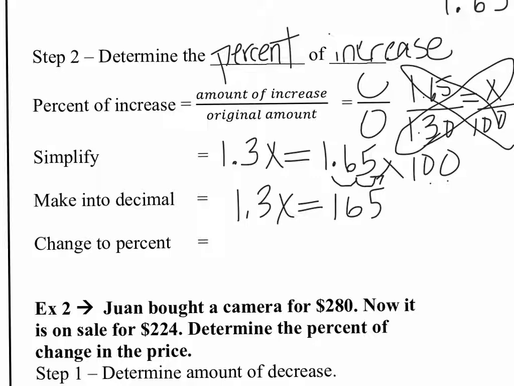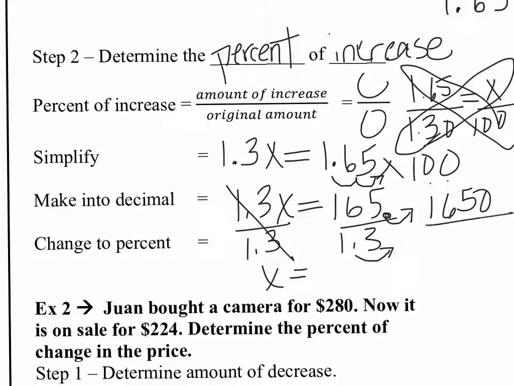To get rid of the 1 3/10 by the x, you divide by 1 3/10. Whatever you do to one side, you do to the other. The 1 3/10 cancels and you're looking for x. Then you will divide 165 by 1 3/10. To do that, you will need to make the divisor a whole number by moving it over 1. Then you'll add a decimal there, move it over 1. So you're actually dividing 1,650 by 13.